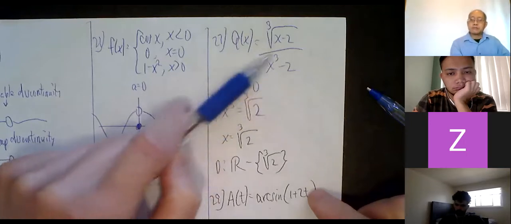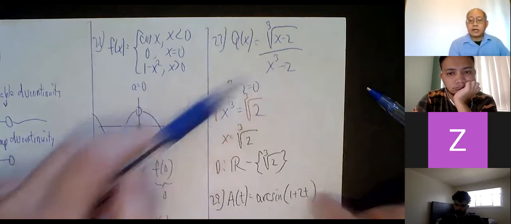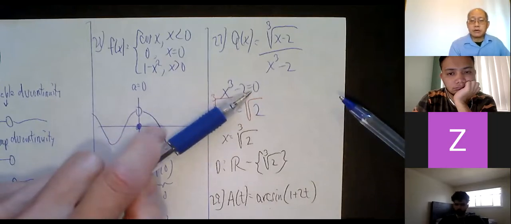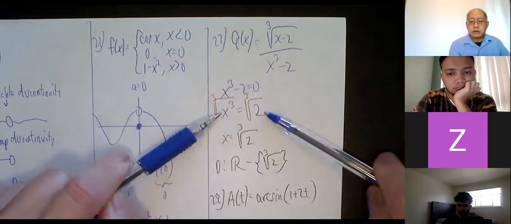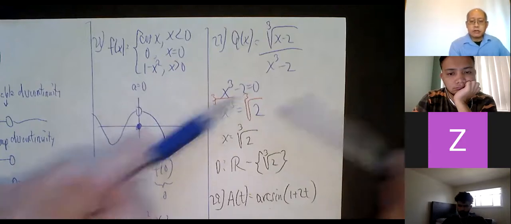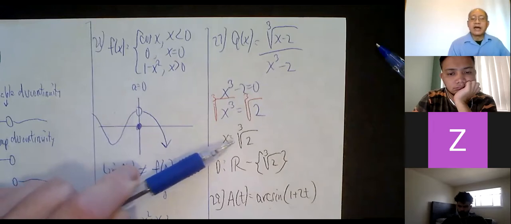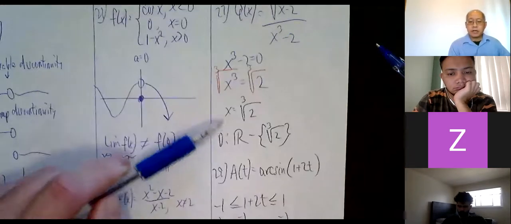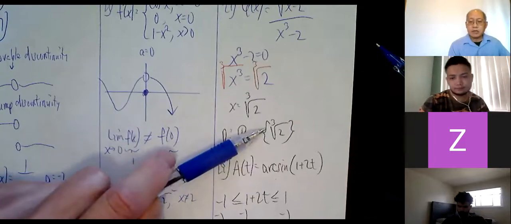What about the bottom? Well, I have to make sure the bottom doesn't equal 0. So I said x cubed minus 2 equals 0. Add 2: x cubed equals 2. Get rid of the cube with a cube root. Cube root both sides: x equals the cube root of 2. So the domain is all real numbers except for that funny number. Okay, so the domain is all real numbers minus a set consisting of the cube root of 2.